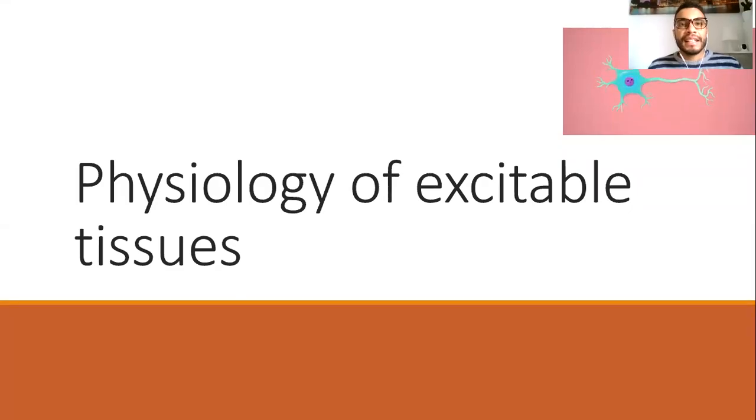Hi everyone. In this video lecture, we will learn about the physiological mechanisms responsible for exciting tissues. When I say excitable tissues, I mean all tissues that are capable of propagating electrical signals. We all know that nerves, for example, and both skeletal and cardiac muscles, those types of cells are capable of transmitting electrical signals.